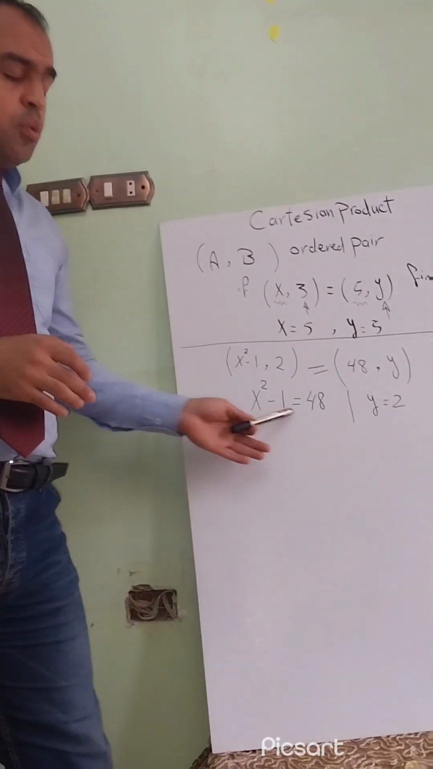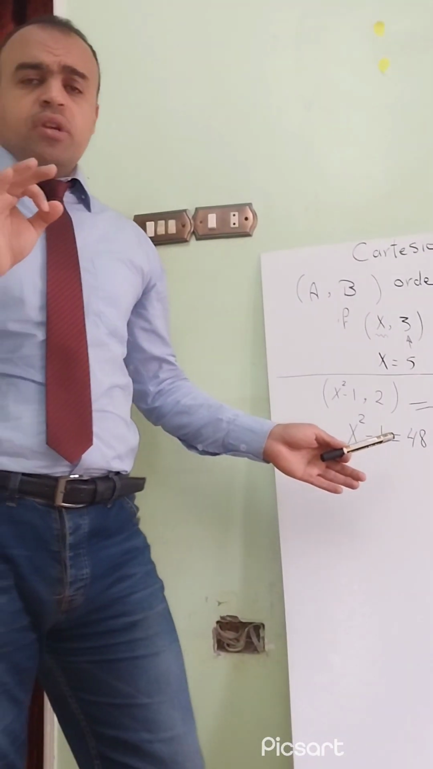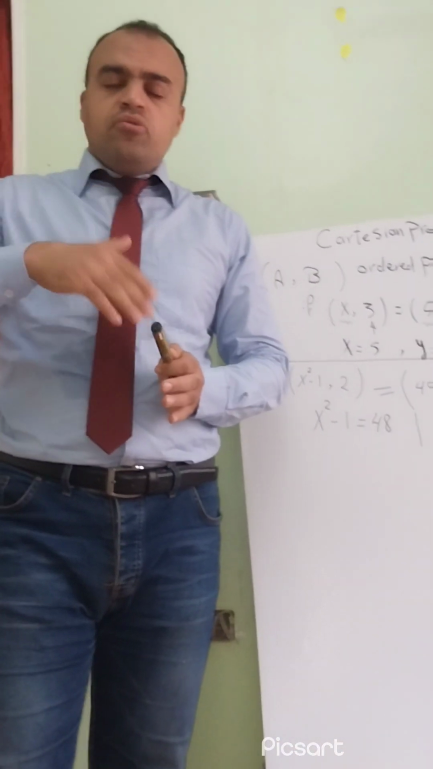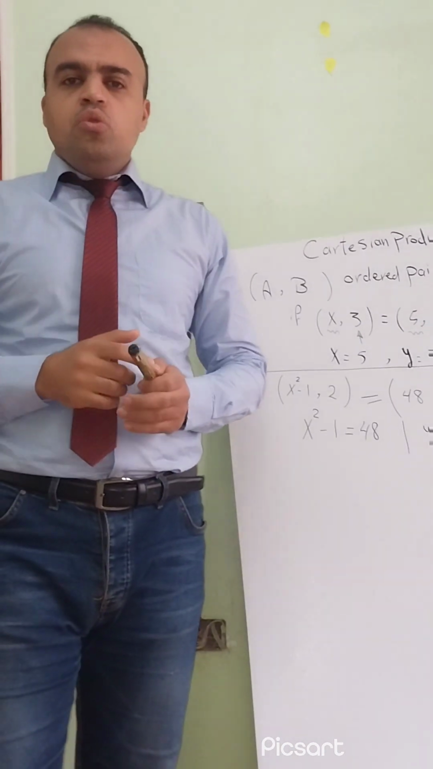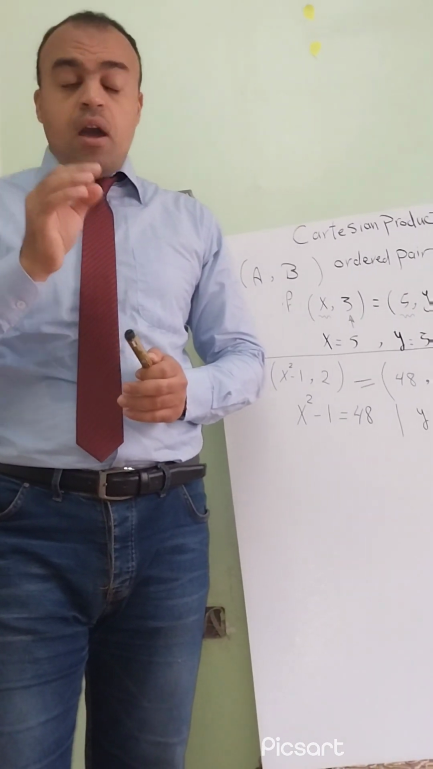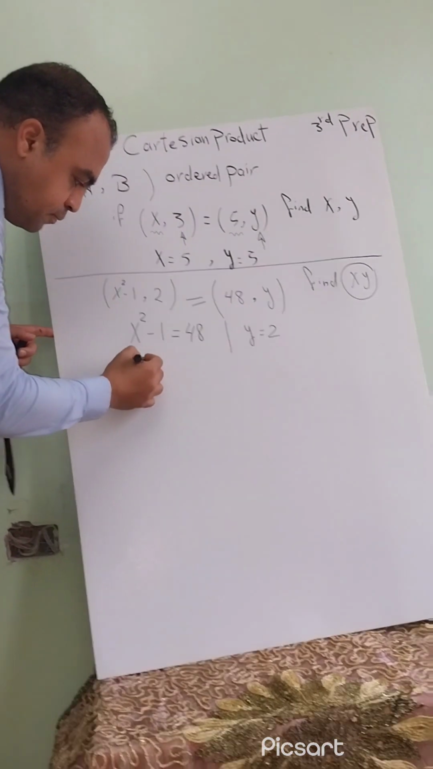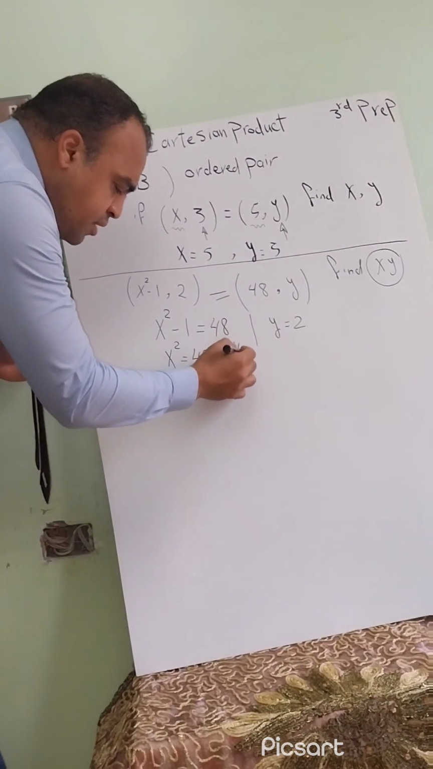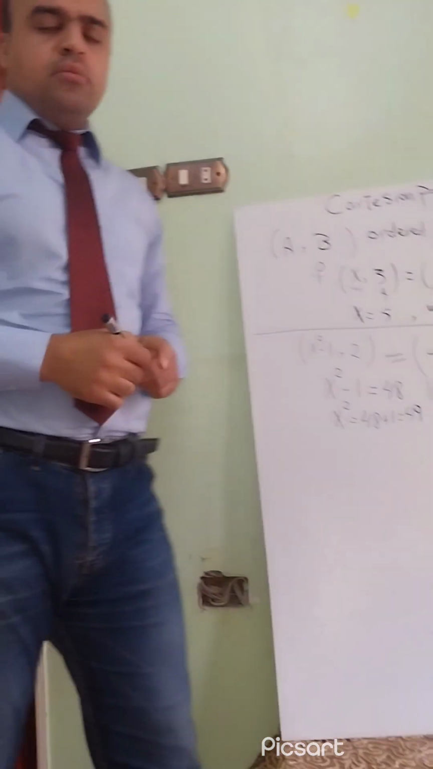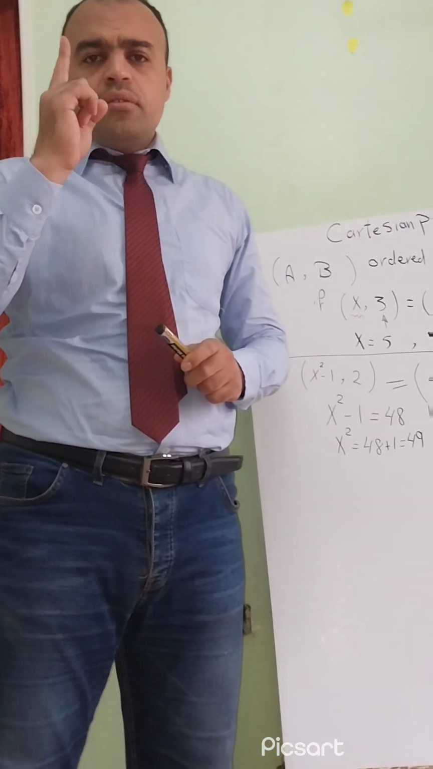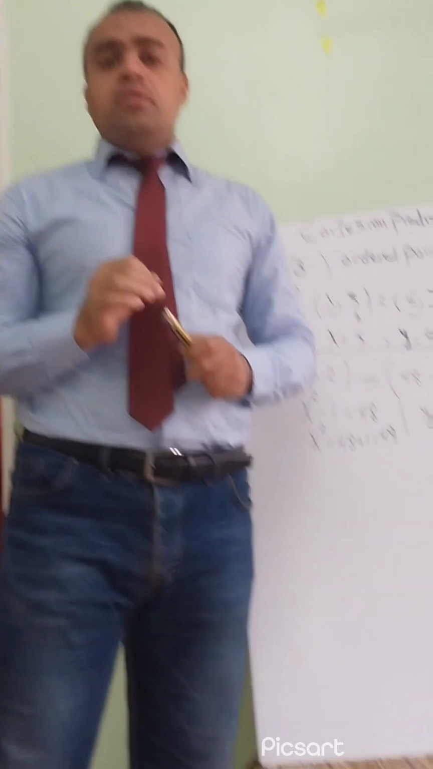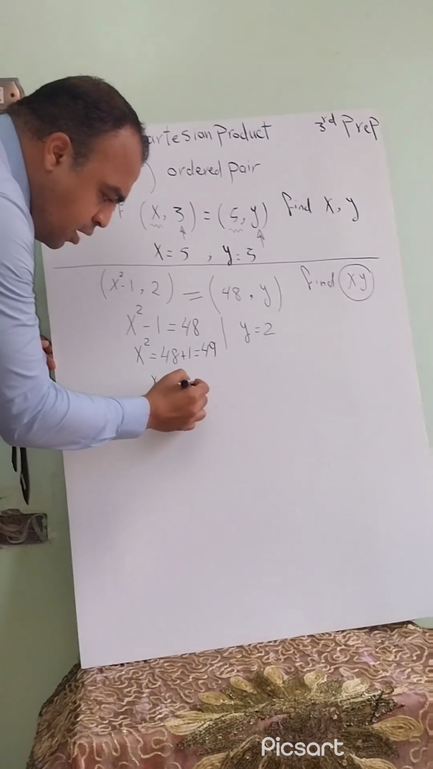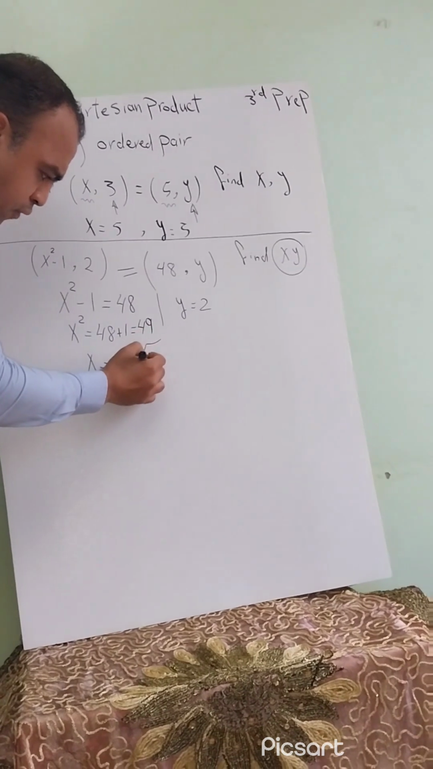To solve the equation, firstly, I must get rid of negative 1. How can I get rid of negative 1? I transfer it to the other side with the opposite sign. So x power 2 equals 48 plus 1 equals 49. And then I want to get 1x, so I will use the square root. x will be equal to positive or negative square root of 49.